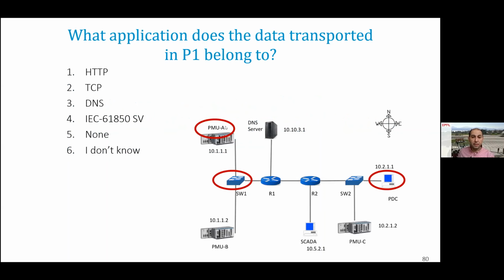We intercept the packet at the western interface of router R1. So PMU is sending data to PDC because now it has the IP address of PDC, it is able to communicate directly with the PDC. It's a packet carrying data, and we are looking at the packet here. What application does the data transported in P1 belong to? Poll.